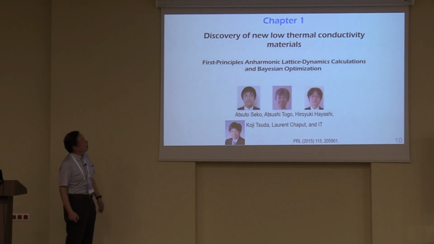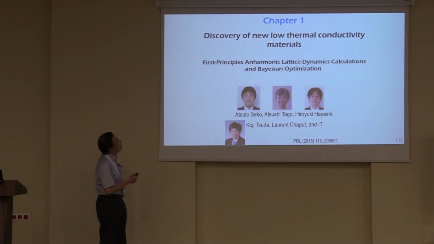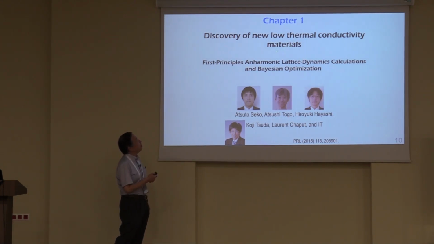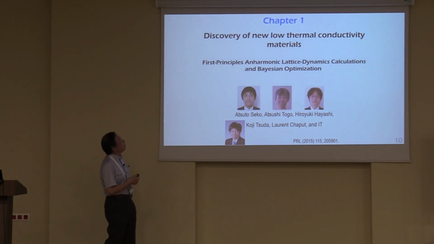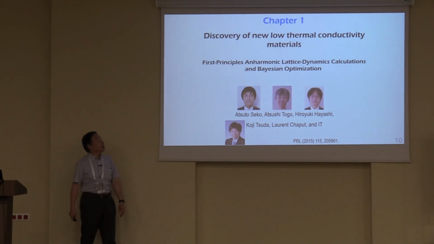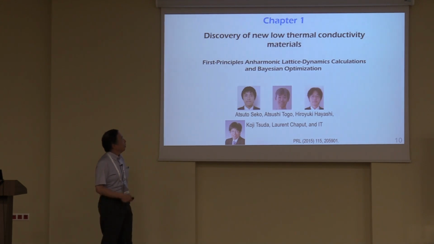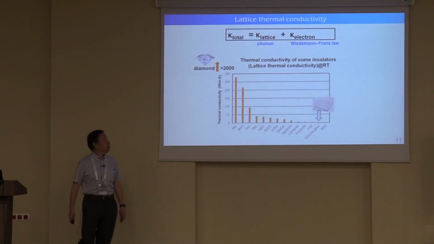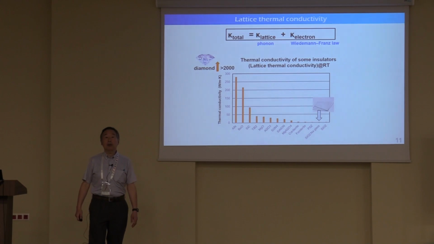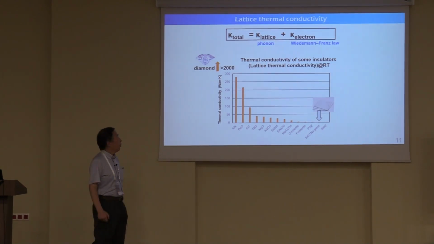In chapter 1, I will talk about the discovery of new low thermal conductivity materials using first principles harmonic lattice dynamics calculation and Bayesian optimization. The people who were involved in this study were mainly Professor Seko and Professor. This is also a figure I have shown before.